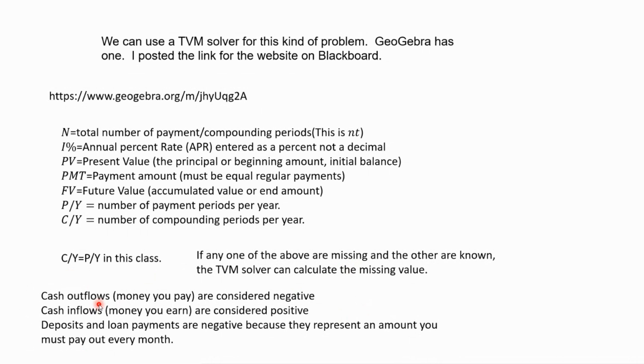What happens is that money that goes away from you, like money you pay, or money you deposit, those are negative numbers. Inflows, like money you're taking out of the account that's coming into you, they can call that a cash inflow. Those are actually positive. So money that's coming directly to you, that's an inflow. That's positive. Anything that's leaving you, even if you're putting it into your account, is still considered a negative number, such as deposits and loan payments. Loan payments are also considered negative. We'll get to that when we do loans.